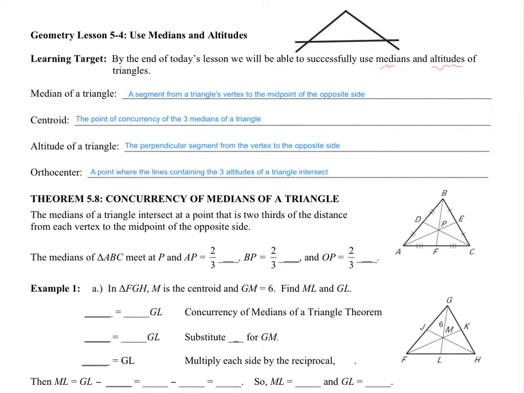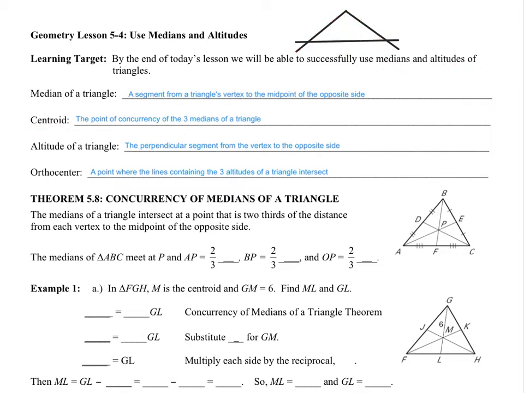The median of a triangle is a segment from a triangle's vertex to the midpoint of the opposite side. And it's not necessarily perpendicular to the opposite side. And then if we put in all 3 medians of a triangle, the point in the middle, which is the point of concurrency of the 3 medians of a triangle, is what we call the centroid.